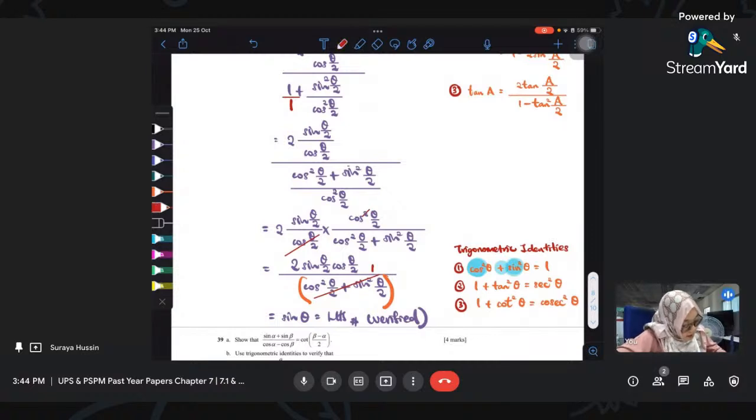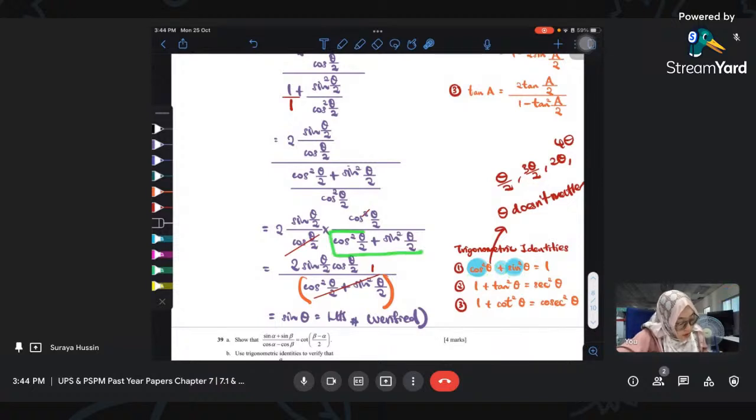The angle doesn't matter. Doesn't matter whether it's theta over 2 or 3 theta over 2 ataupun 2 theta ataupun 4 theta. It doesn't care about how many angles over there. What it cares, as long as you see cos squared plus sine squared. Okay, you nampak je cos squared plus sine squared, this is automatically trig identity. It doesn't matter what angle over here.